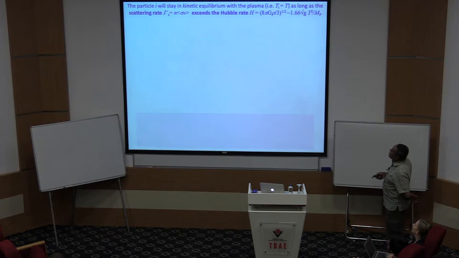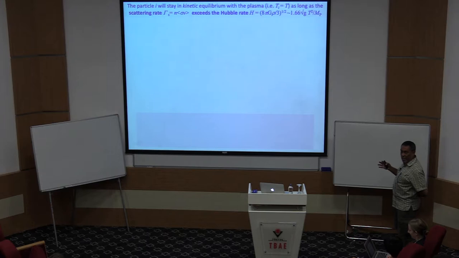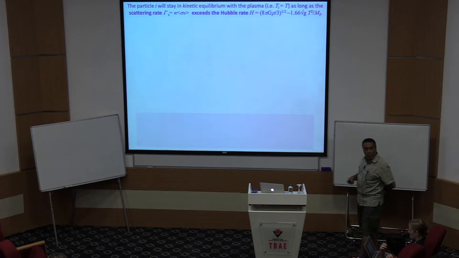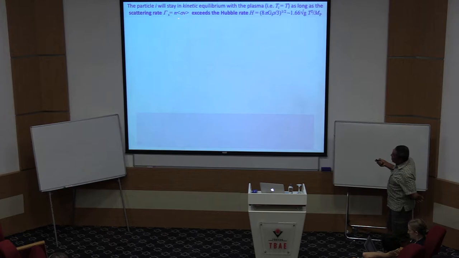This was also discussed, that the particles will stay in kinetic equilibrium. So there are two kinds of equilibrium we're going to talk about, kinetic and chemical. They are different. Kinetic equilibrium is equality of the temperatures. Chemical equilibrium refers to what I mentioned earlier, that the chemical potential balances out on both sides of the equation. Now, this is true as long as the scattering rate, which is some number times the cross-section averaged over the velocity, exceeds the Hubble rate.